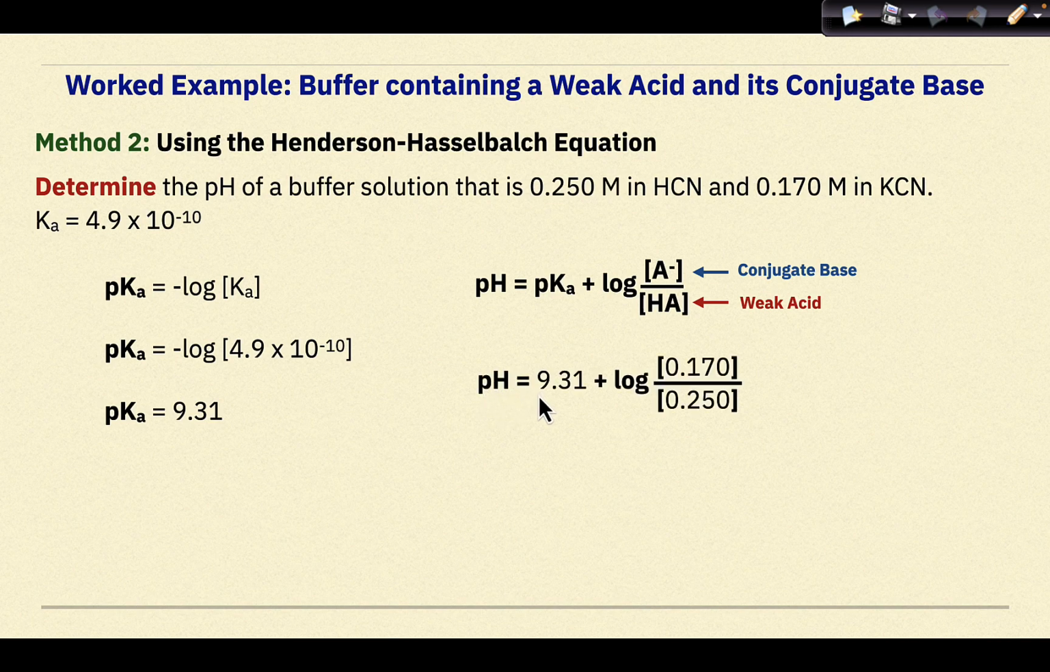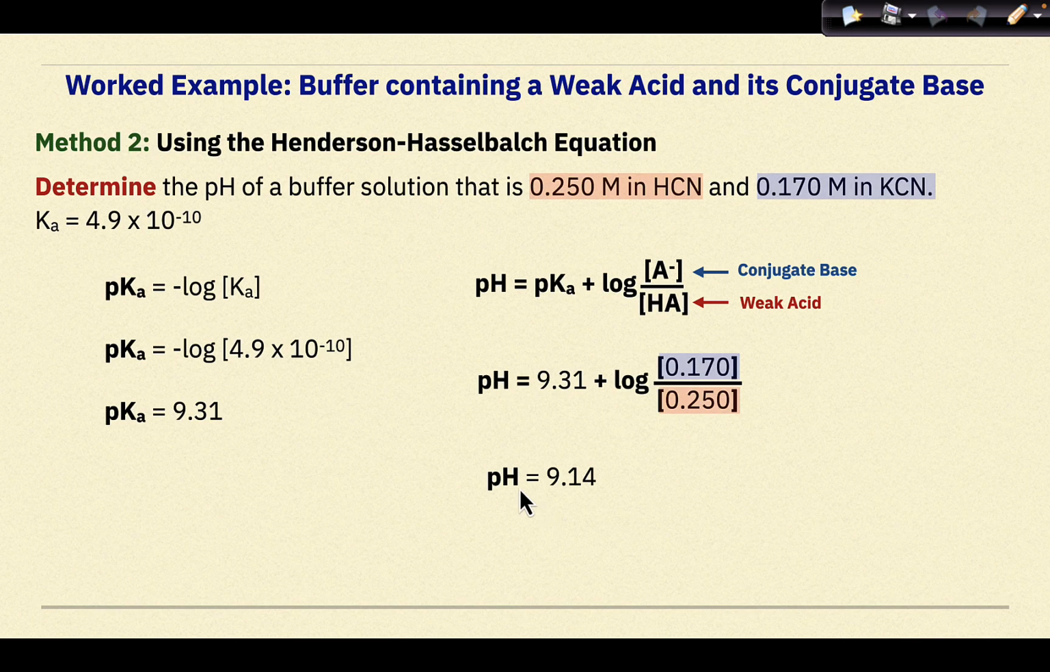So pH is equal to 9.31, which we just calculated here, plus the log of our conjugate base, which comes from our stimulus here, and the concentration of our weak acid, which comes again from our stimulus. The last thing that we need to do is do the calculation. And once we do the calculation here, pH is equal to 9.14. Note that this matches the answer from the previous slide using the Rice table.